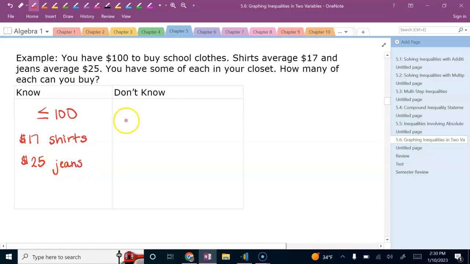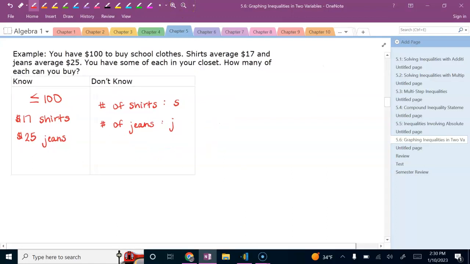What I don't know is the number of shirts that I can buy. So let's call that S. And I don't know the number of jeans I can buy. So let's call that J. And you could use other letters if you wanted to. So what we need to do is create equations to represent this situation.